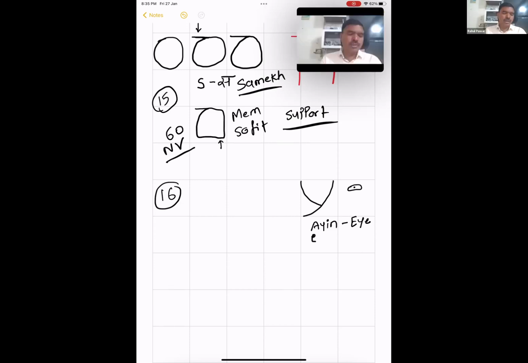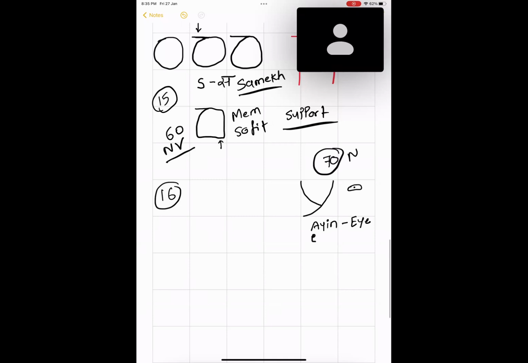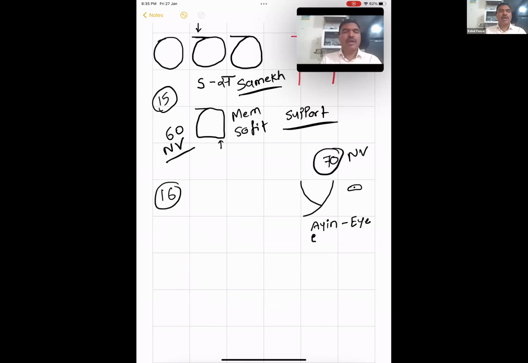So this is the 16th letter out of 22 letters, and the numeric value of this Ain is 70. Okay, I see that. It is a numeric value of 70. Ain is a silent letter. It gives no sound. Like Aleph, it doesn't give any sound. And in ancient time, in pictographic language, it was written like this. It's the shape of an eye.